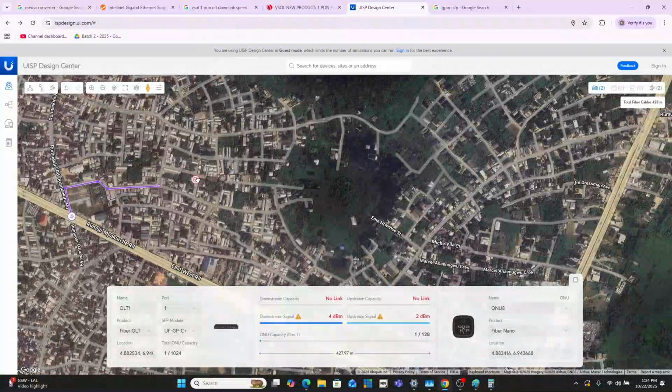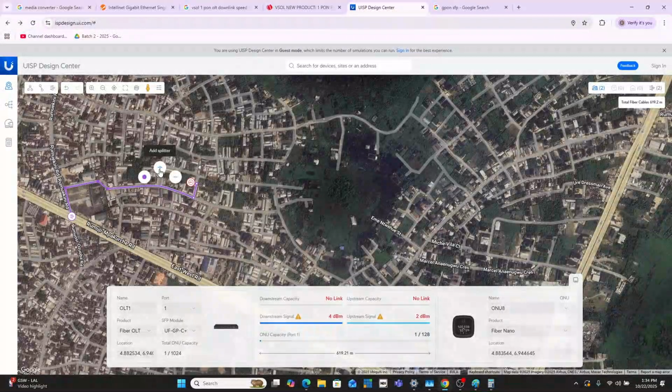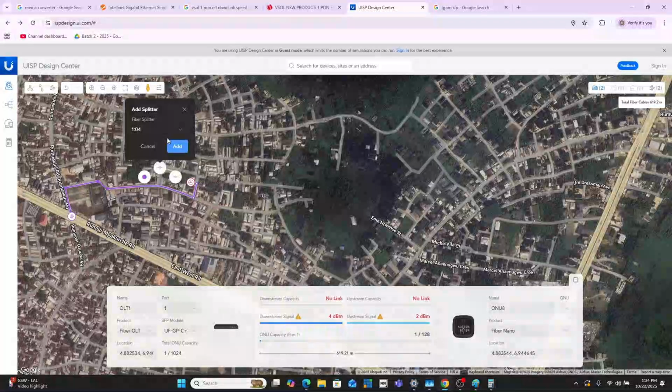Now to add a splitter, that same way you add a waypoint, you just click. Instead of clicking on waypoint now, you click on what? Add what? Splitter, isn't it? Add what? Splitter. Now remember, we are assuming 10 clients from this area. So which kind of splitter are we going to add? In 1 by what? 1 by 8.